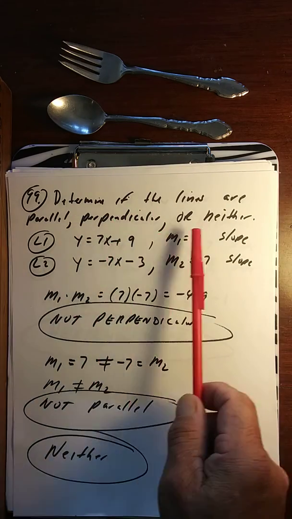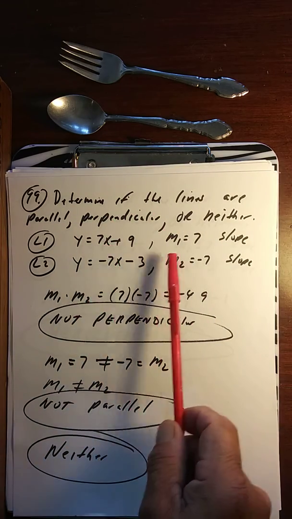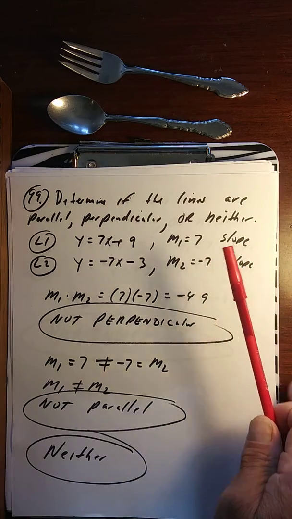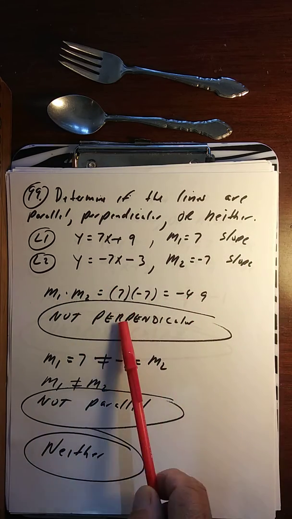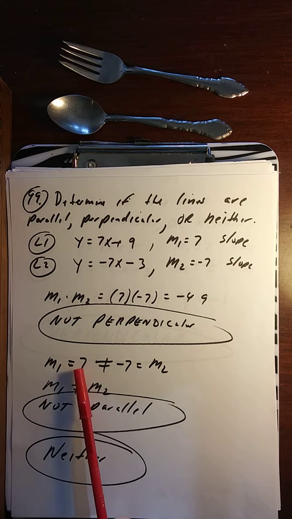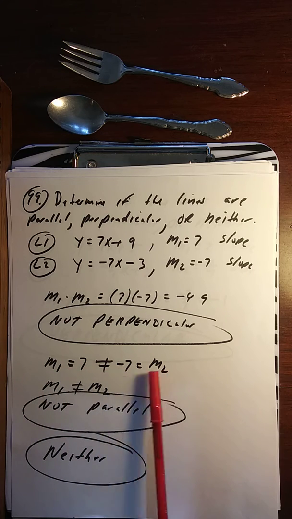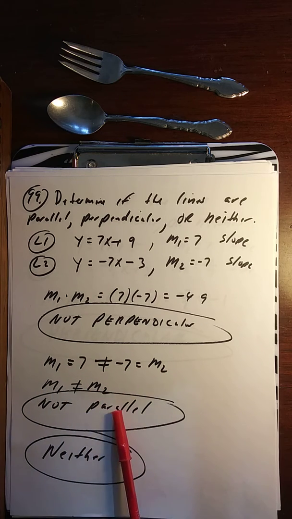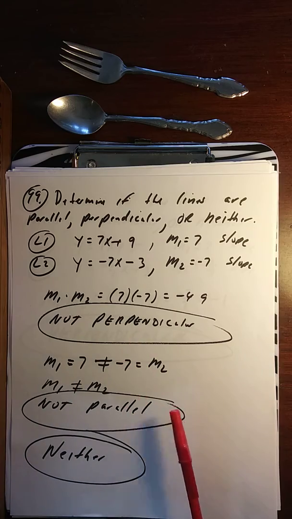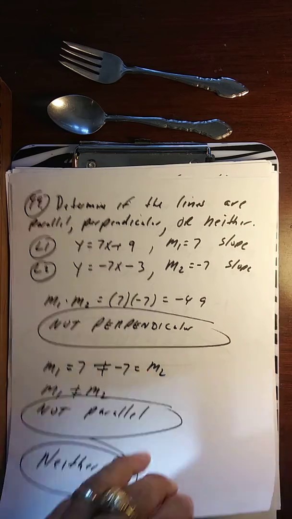Determine if the lines are parallel, perpendicular, or neither. Here are the slopes. m is 7 and negative 7. That turns out as negative 49. Nope, not perpendicular. And m1 equals this, which is not equal to that. So m1 is not equal to m2. It's not parallel. So it's not perpendicular, not parallel. It has to be neither.